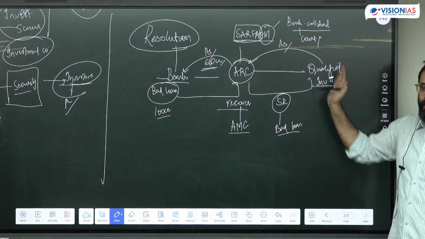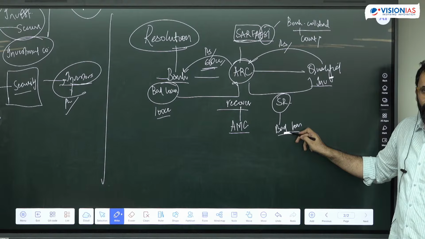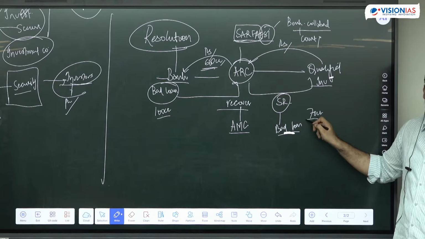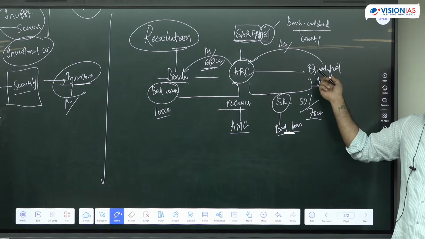This is what is the meaning of securitization: issuing a security on the basis of an asset. That means the security is getting value from this bad loan. I bought it for 60 crore rupees. What if I generate value worth 70 crore rupees? You had bought 50% of this, you are going to get 35 crores.